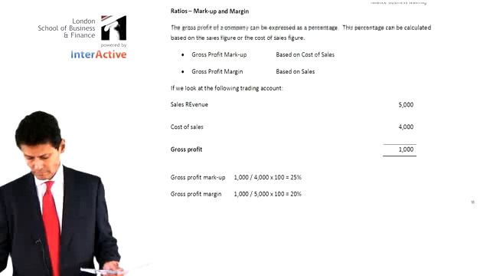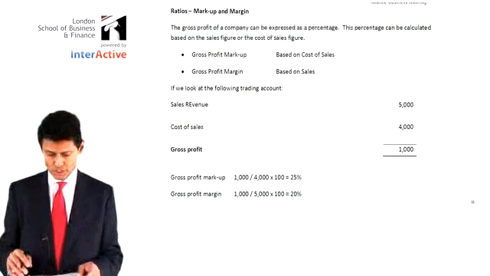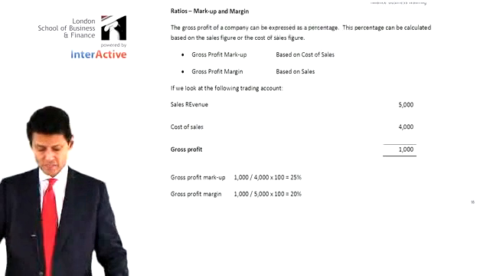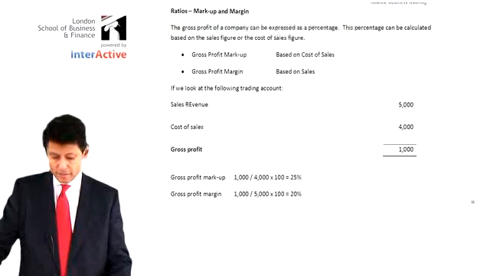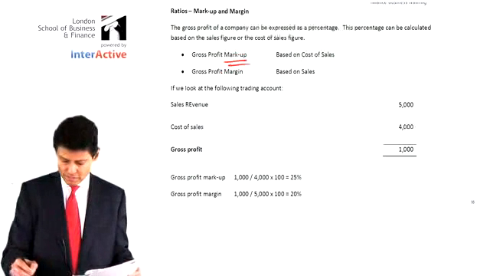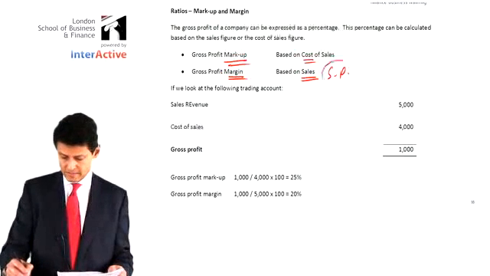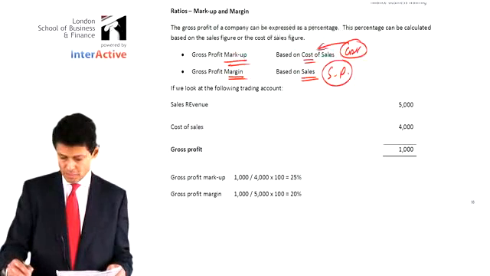The last area, of course, is our ratios. So here we have it. The markup and margin. The gross profit of a company can be expressed as a percentage. This percentage can be calculated based on the sales figure or the cost of sales figure, of course. Gross profit markup is based on cost. So whenever you're doing markup, it's always based on cost. Whenever you're doing margin, it's always based on sales price, selling price. Whereas this one is based on cost, the first one.